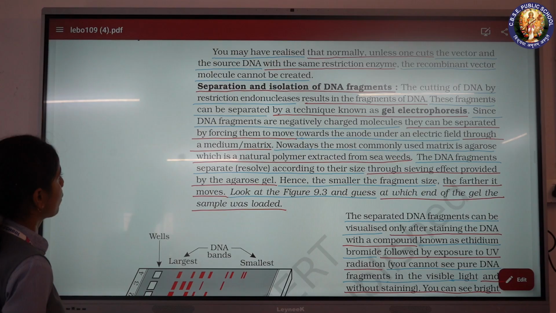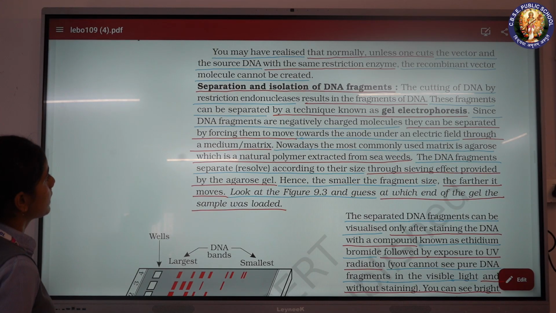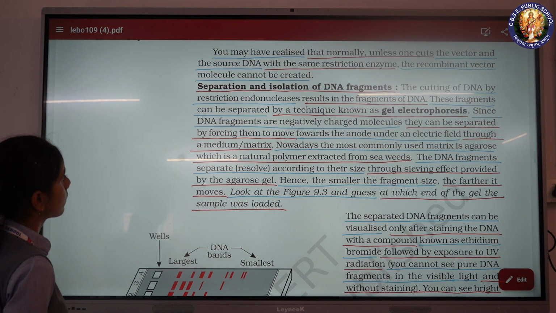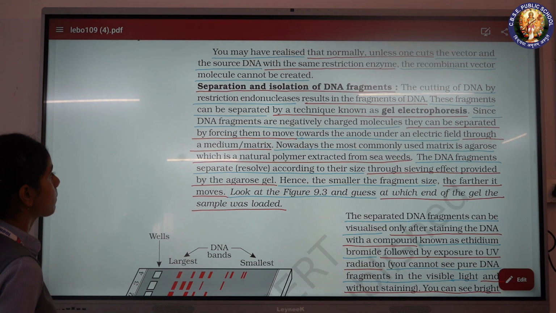Separation and isolation of DNA fragments. The cutting of DNA by restriction endonucleases results in fragments of DNA. These fragments can be separated by a technique known as gel electrophoresis.